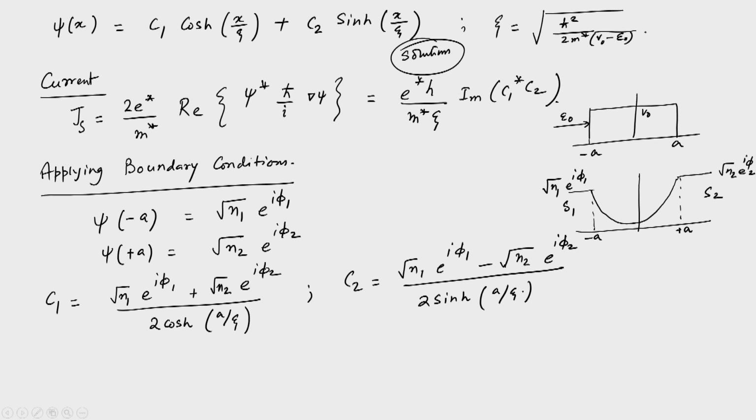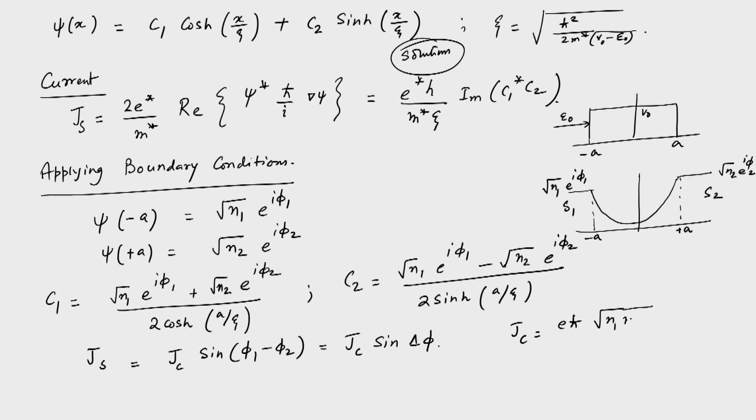So, we have now calculated these. So, your J_s can now be put there. J_s becomes nothing but J_c times sine of (phi_1 minus phi_2). So, this is equal to J_c sine delta phi, where J_c is equal to E h cross root over n_1 n_2 divided by m xi sinh(2a/xi).